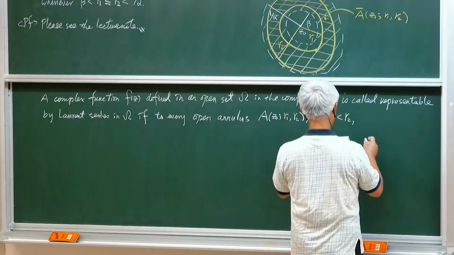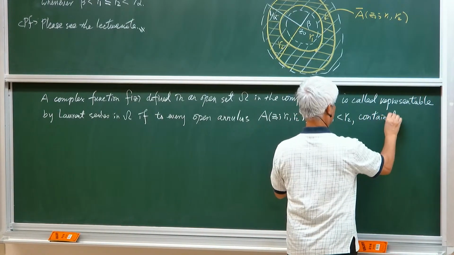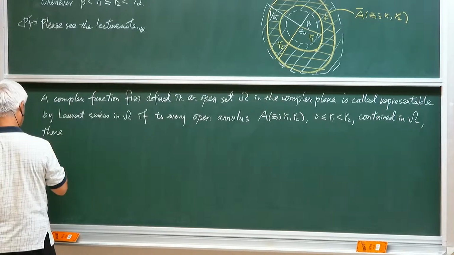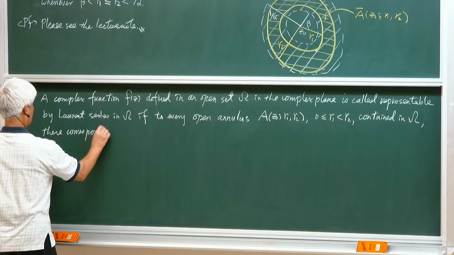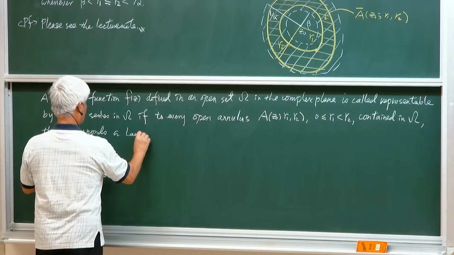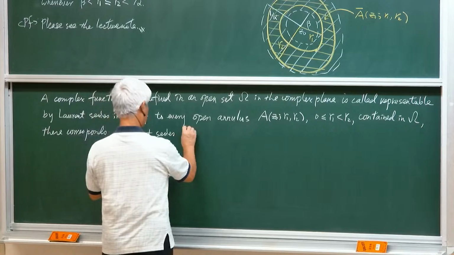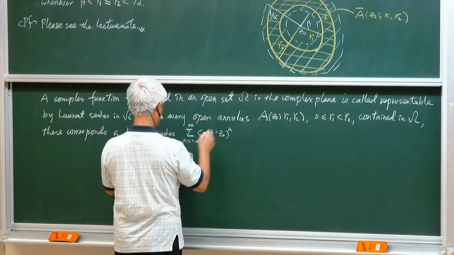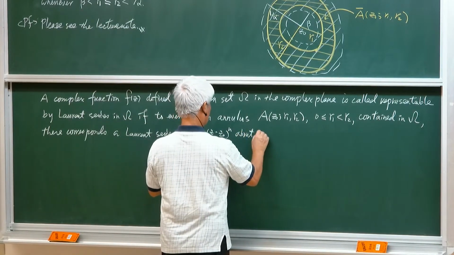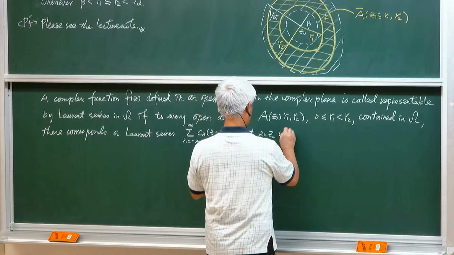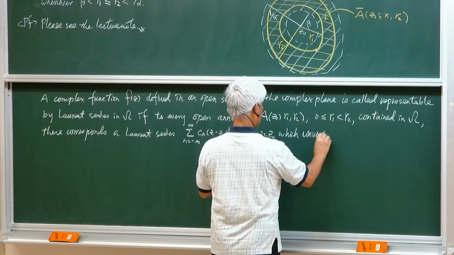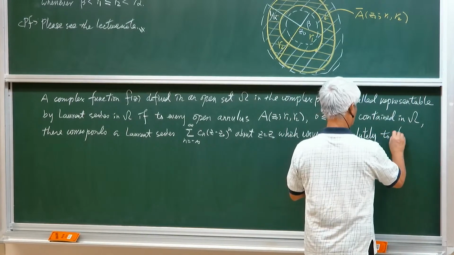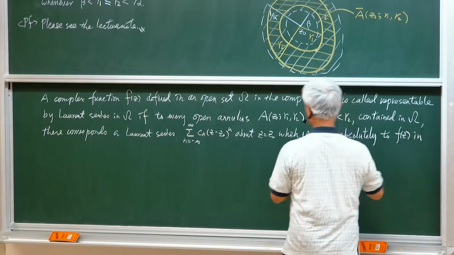So to every open annulus contained in the defining open set, there corresponds a Laurent series, summation n from minus infinity to infinity, Cn (z minus z0) to the nth power about z equal to z sub 0, which converges absolutely to f of z in the open annulus.